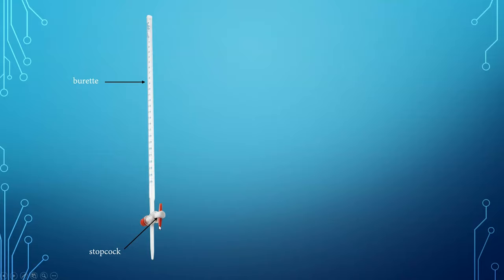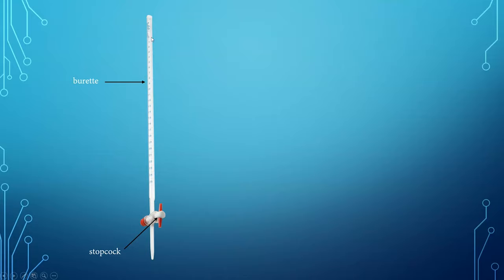When it's in this vertical position, there's a hole in that stopcock that allows the liquid to run through. If we rotate it horizontally, it stops the flow. So we can carefully add the titrant slowly to our unknown sample and then easily measure the volume. If we started at 0 milliliters and we ended up, say, at 7.5, we know we've used 7.5 milliliters.